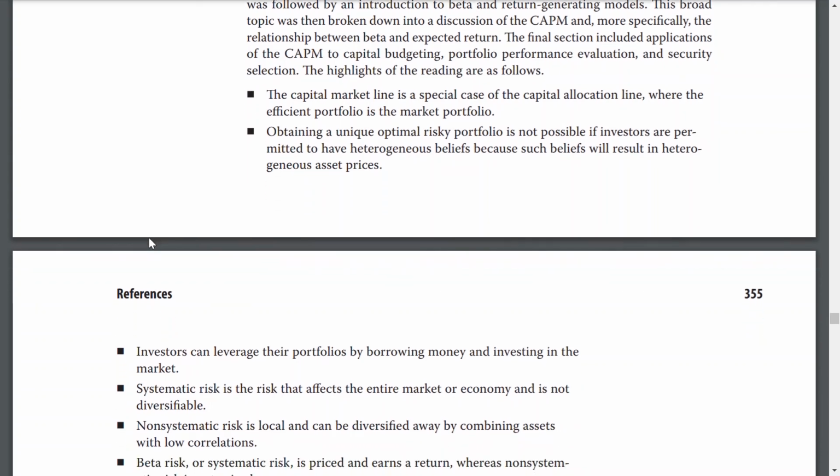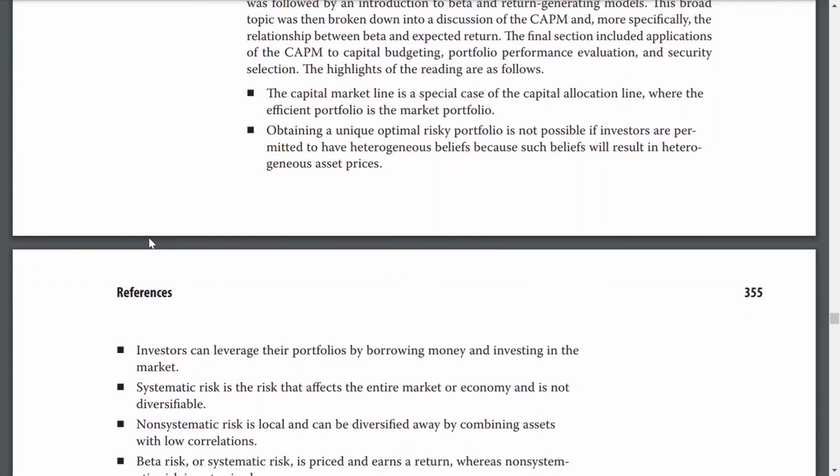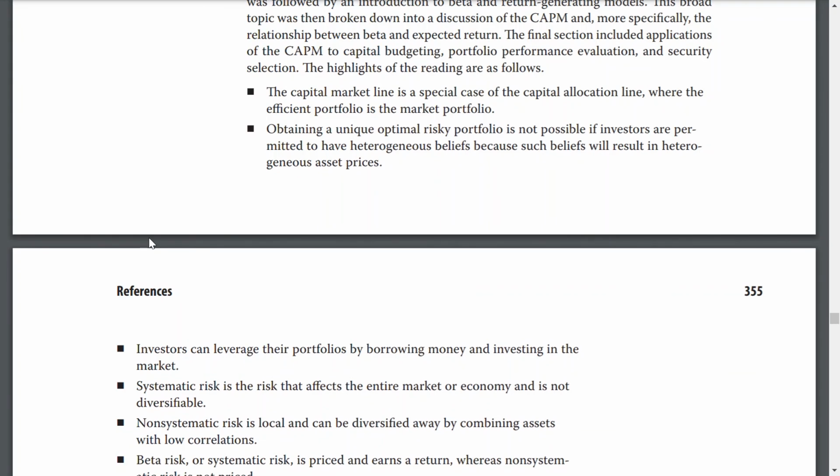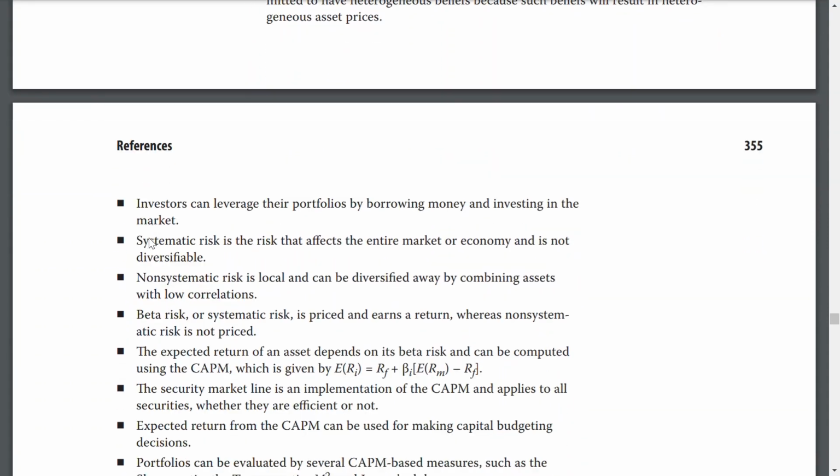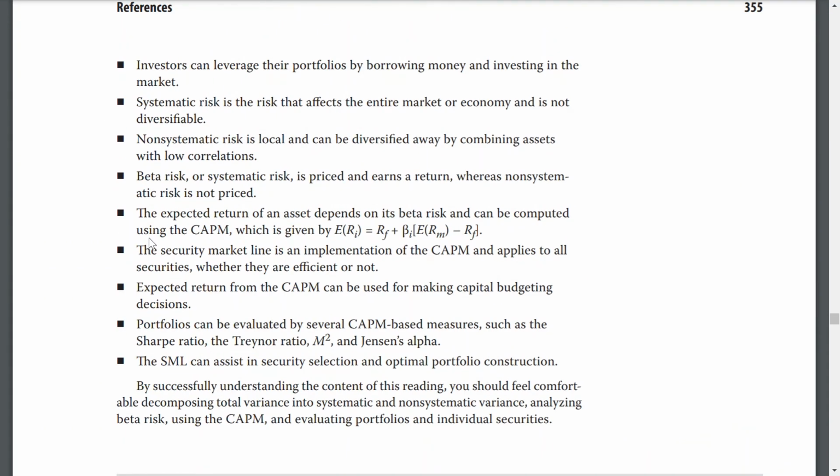Obtaining a unique optimal risky portfolio is not possible if investors are permitted to have heterogeneous beliefs, because such beliefs will result in heterogeneous asset prices. Investors can leverage their portfolios by borrowing money and investing in the market. Systematic risk is the risk that affects the entire market or economy and is not diversifiable. Non-systematic risk is local and can be diversified away by combining assets with low correlations. Beta risk, or systematic risk, is priced and earns a return, whereas non-systematic risk is not priced.